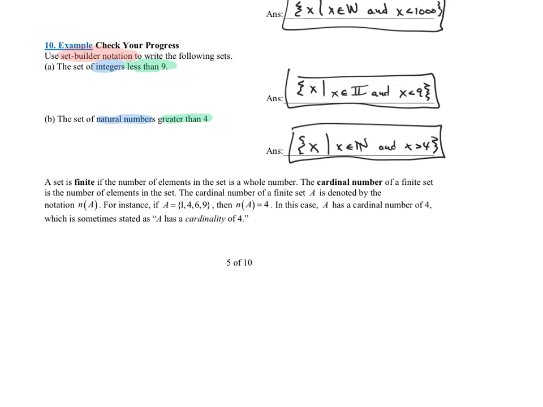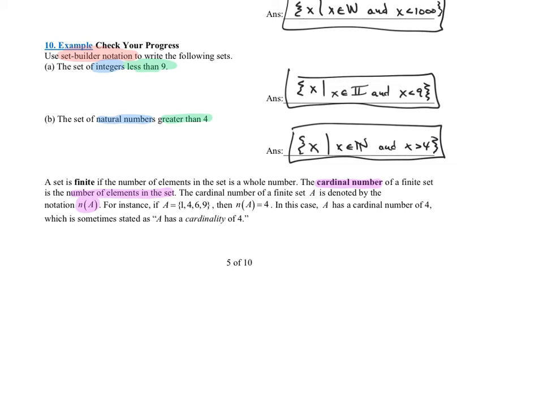It says a set is finite if the number of elements in the set is a whole number. The cardinal number of a finite set is the number of elements in the set. So if someone says what's the cardinal number, it's the number of elements in the set. The cardinal number of a finite set, A, is denoted by n of A. So anytime you see this notation, this n and then parentheses, it's read as n of, it just means what's the number of elements in A. How many things are there? It's called the cardinality. It says, for instance, if A is {1, 4, 6, 9}, the set containing 1, 4, 6, 9, then n of A is 4.